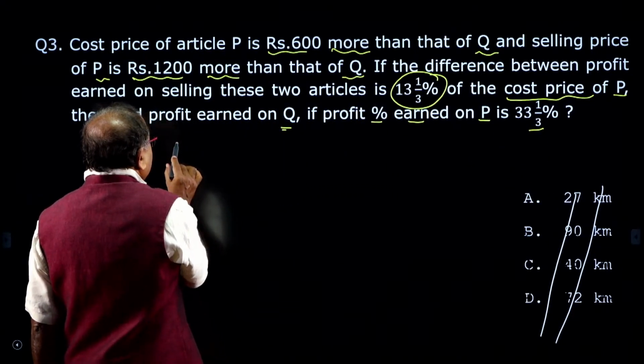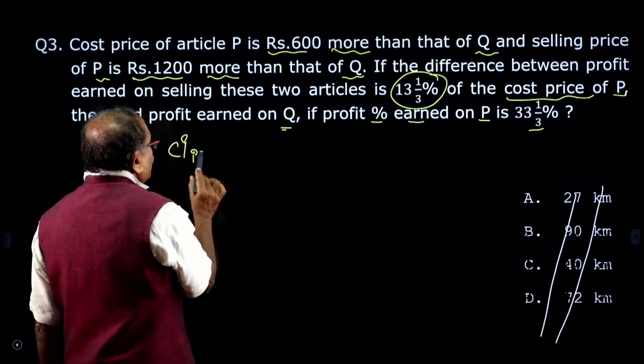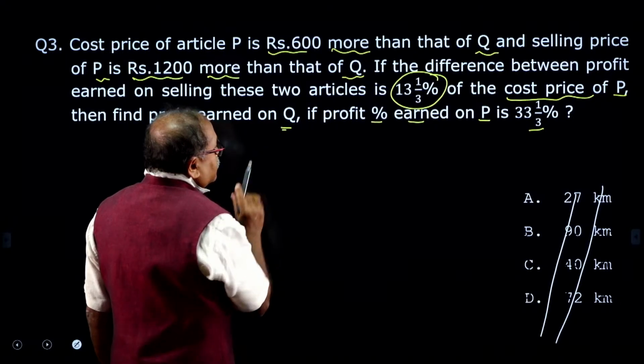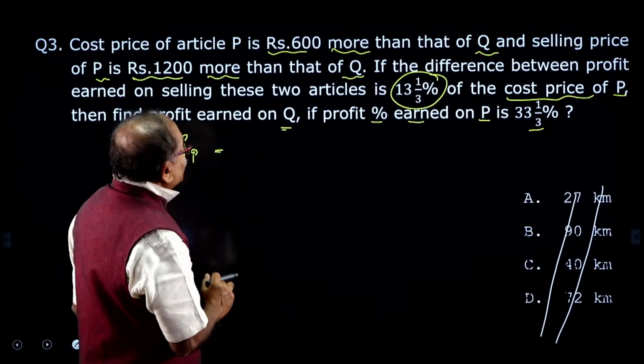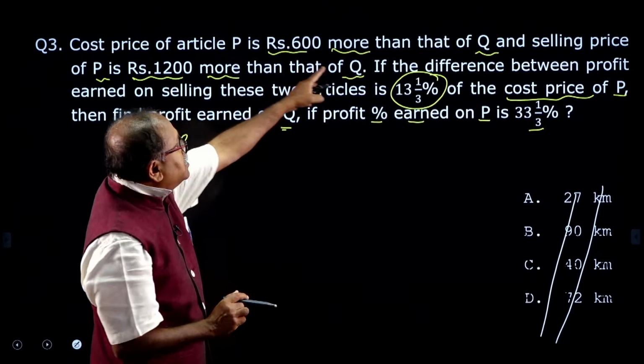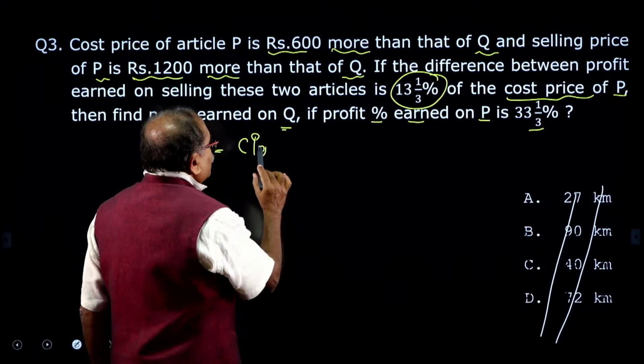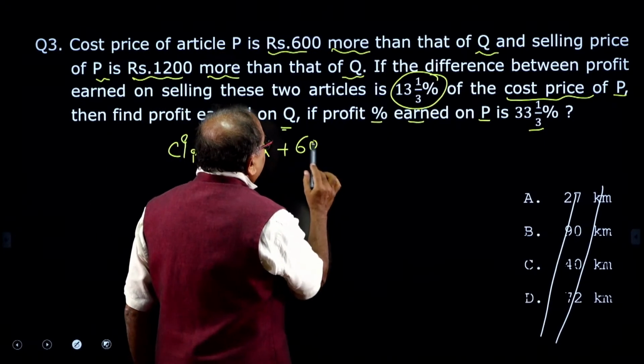So, how do we start? I am just giving the start to you. Cost price of P is equal to, what is that? Cost price of P is 600 more than the cost price of Q. So, cost price of Q plus 600.